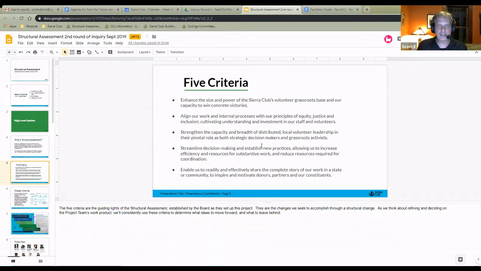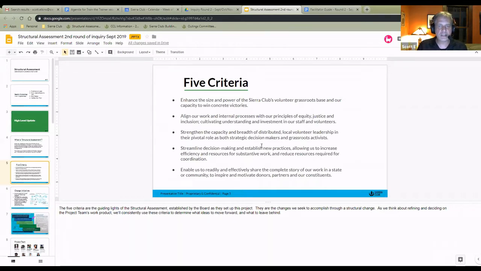It should streamline decision making and establish new practices, allowing us to increase efficiency and resources for substantive work and reduce the resources required for coordination. Another way to frame that is we want to spend less time meeting to talk about how we don't want to step on each other's toes. And we want to spend more time walking in the same direction to accomplish tasks, if that makes sense, a different way to think about it.